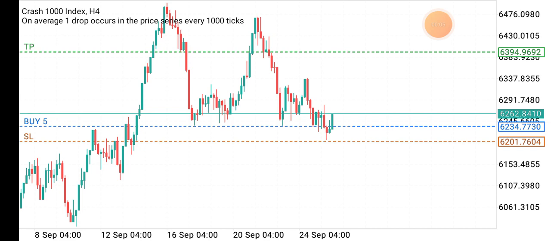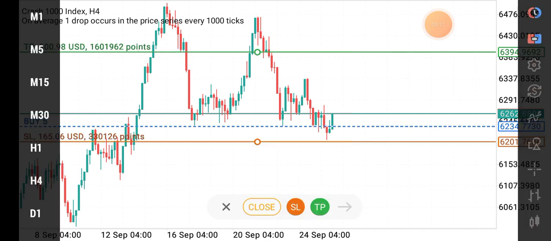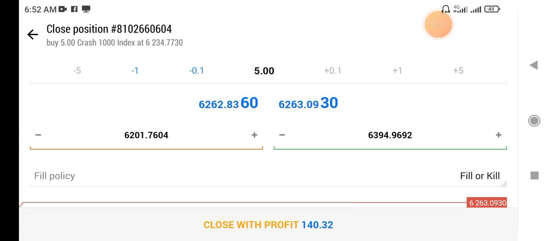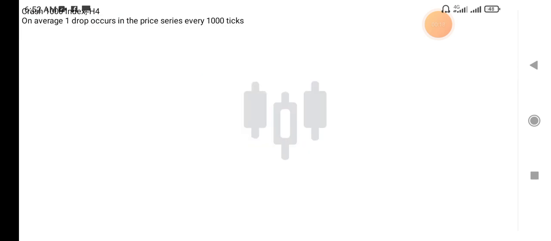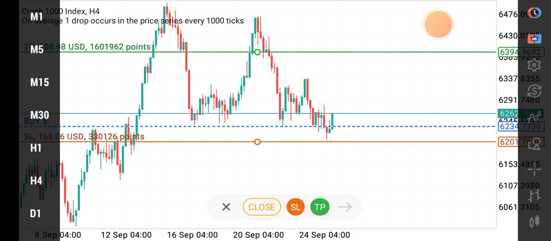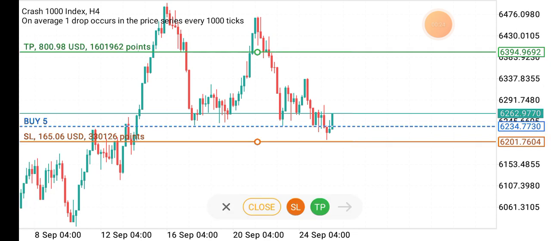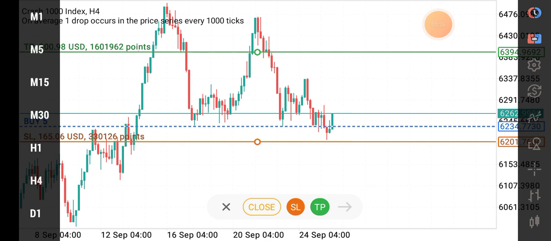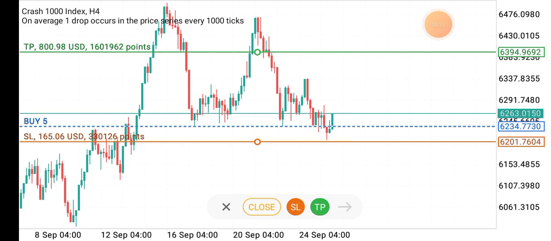So I took a trade on crash 1000 index, and you can see it's currently running and in over $100 in profit. Let me try to close the trade so you can see it is about $140 in profit, still running. And my target is about $800, and my stop loss is about $165. But I am confident the market won't get to there.